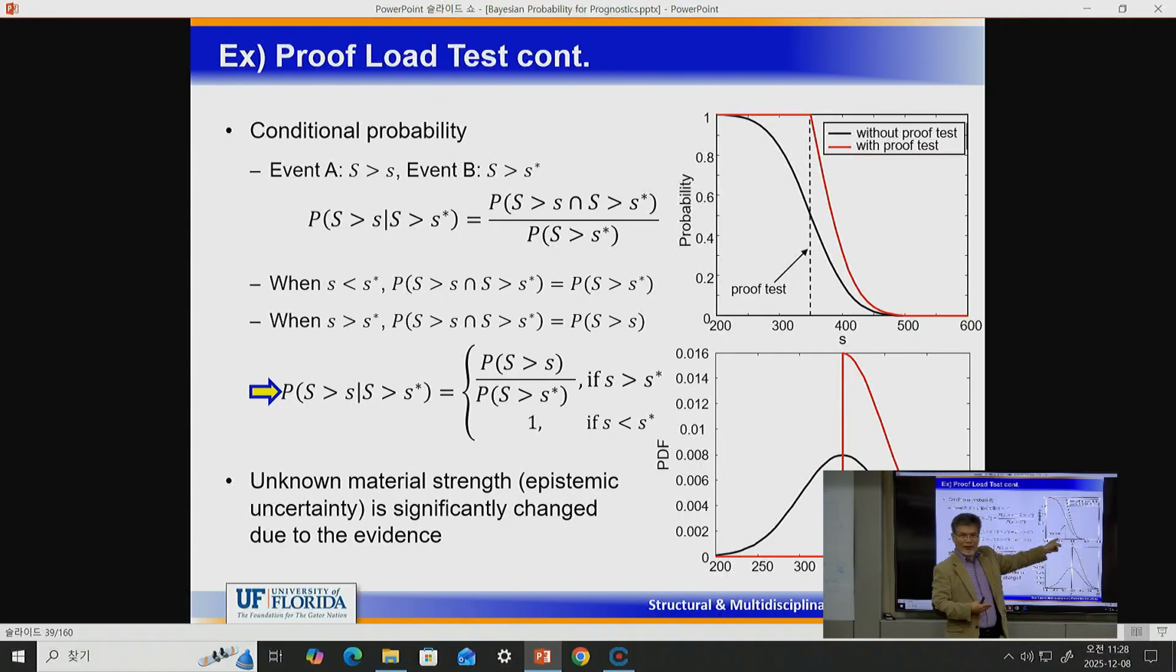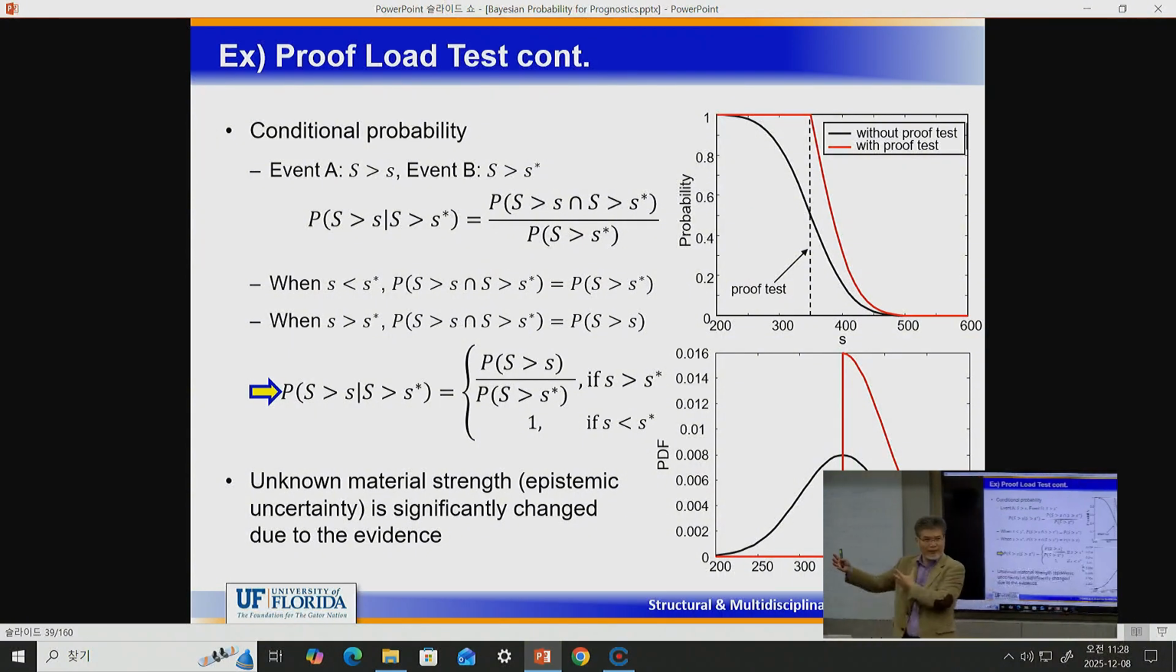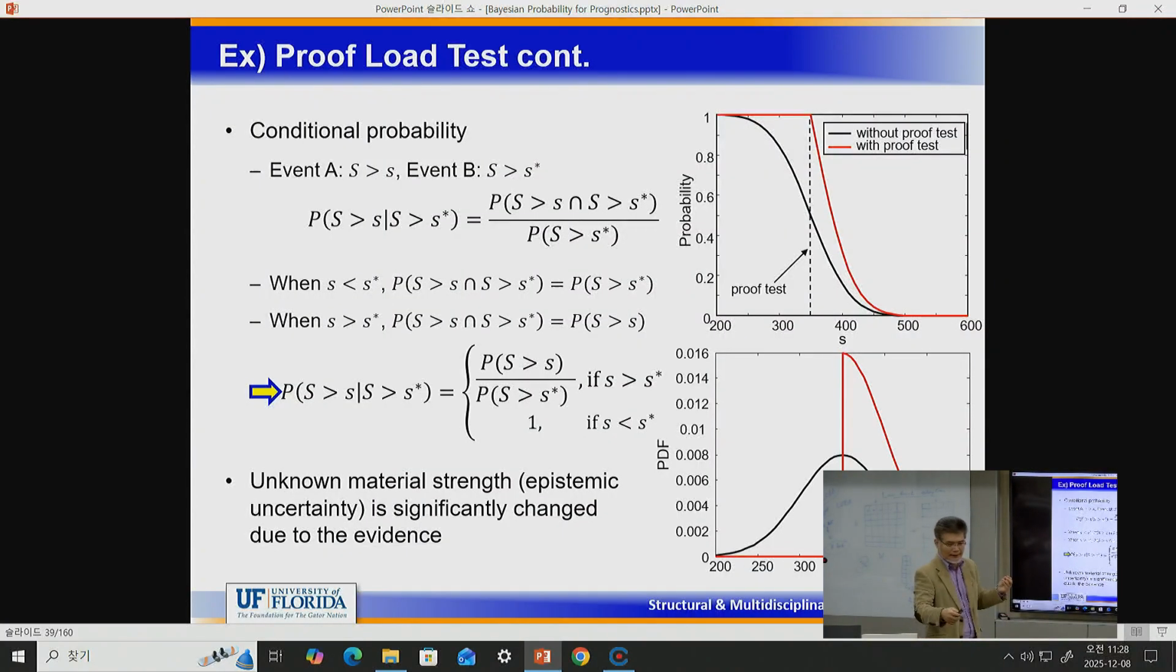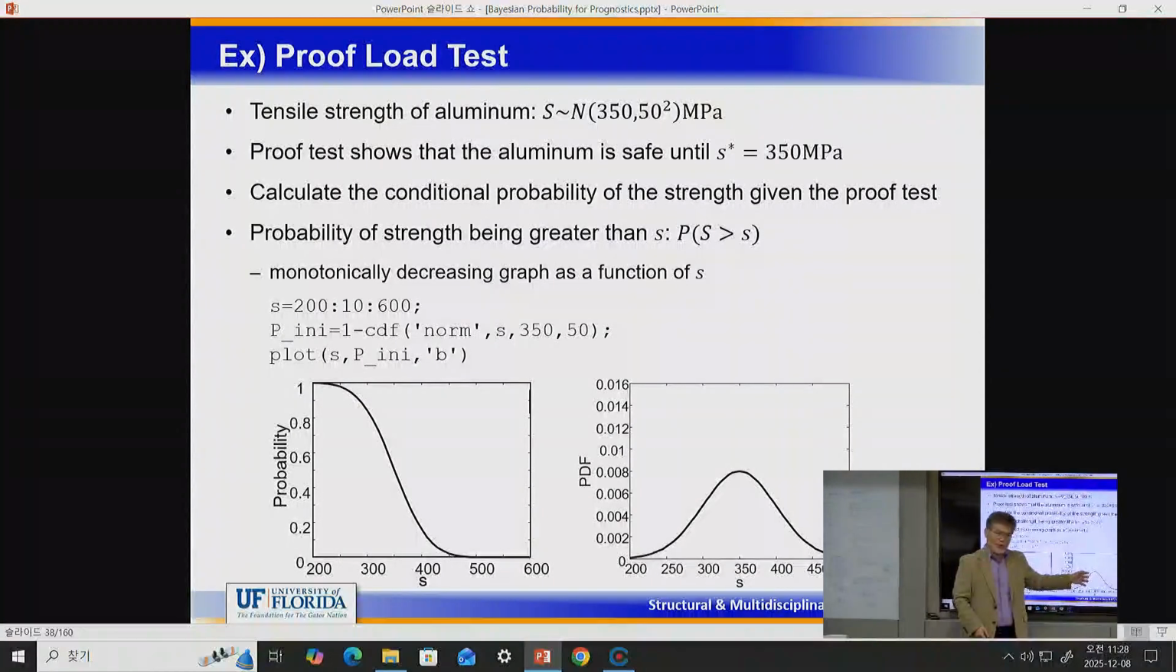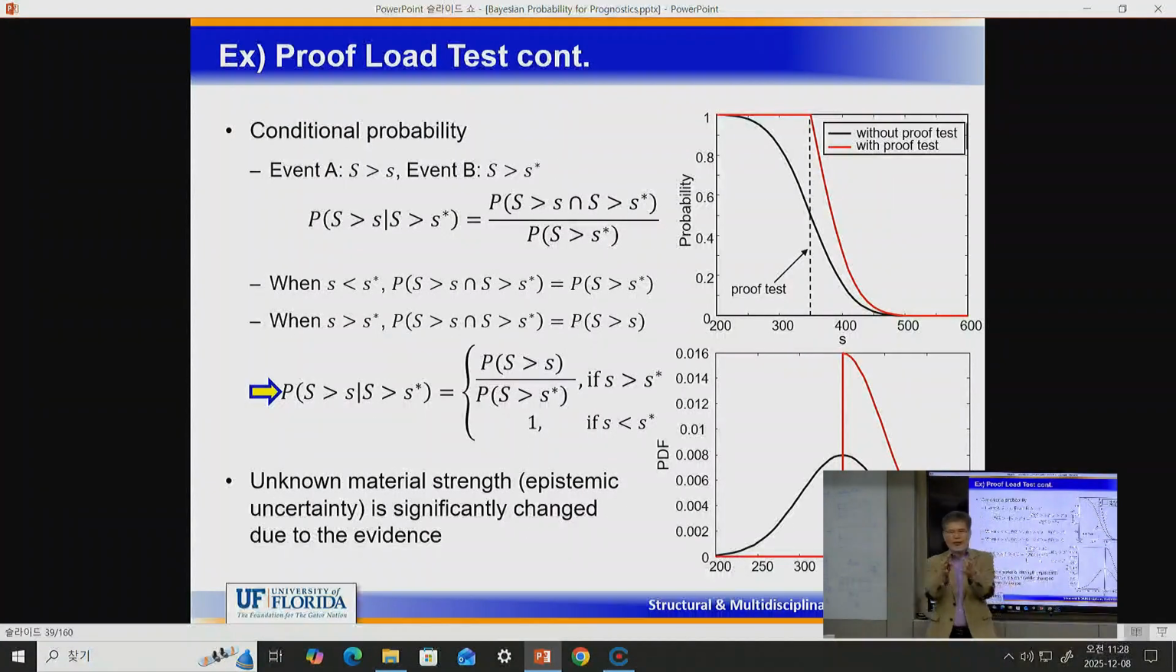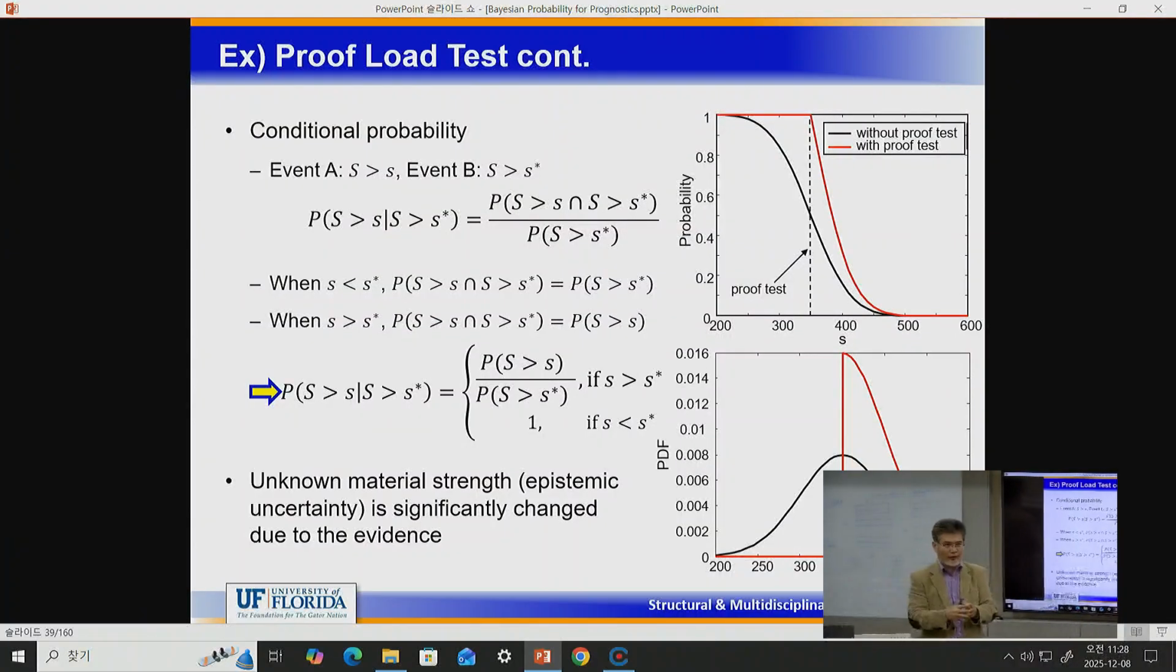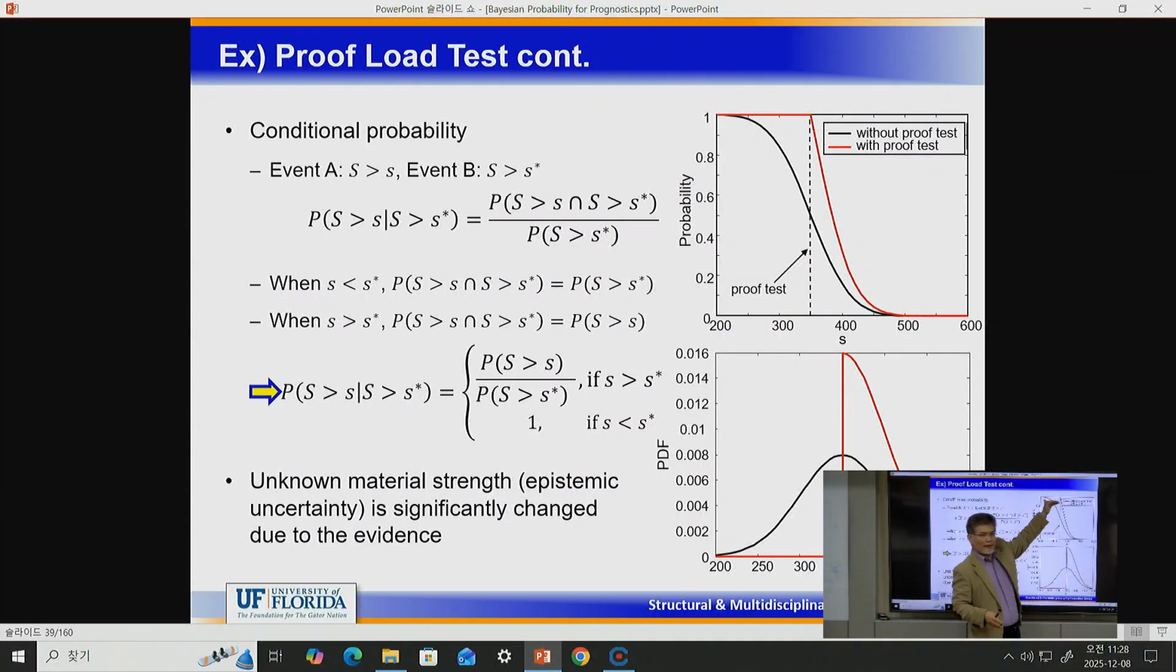If I apply s equal to 300, my probability will be 1. Because I already tested 350, it did not fail. I'm not talking about aleatory uncertainty. This is aleatory uncertainty, the general, random specimen. But this particular specimen has one failure strength, which I don't know, but I know it's safe until 350. Meaning my probability of strength up to 350 will be 1. Make sense? And beyond 350, I don't know.